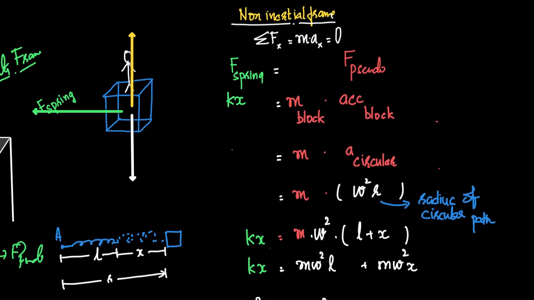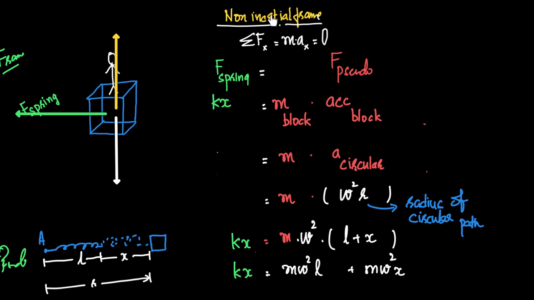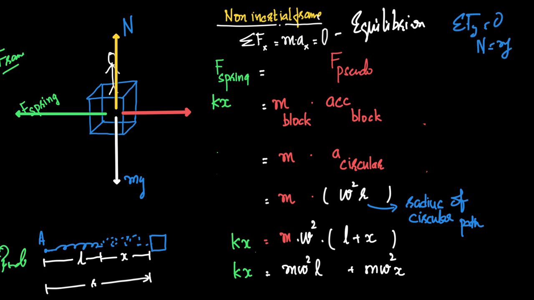We can now try to solve the question. And how will you solve the question? Considering the non-inertial frame, sigma Fx implies m into a is equal to 0. Why? Because the object is in equilibrium with respect to the observer who is standing on the block, which means the only two forces acting here will be F spring and the other force would be the F pseudo. And since this object is in equilibrium, we can say that vertically the normal reaction and the weight would be cancelled, right?